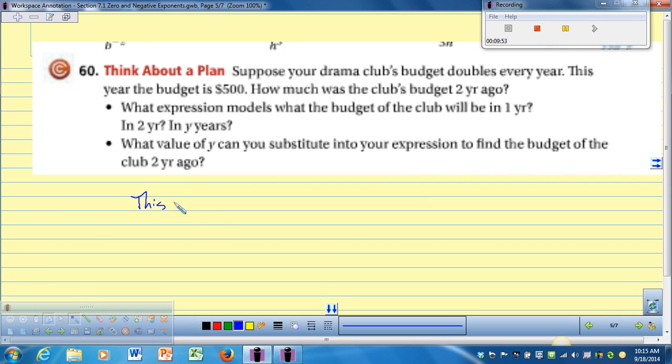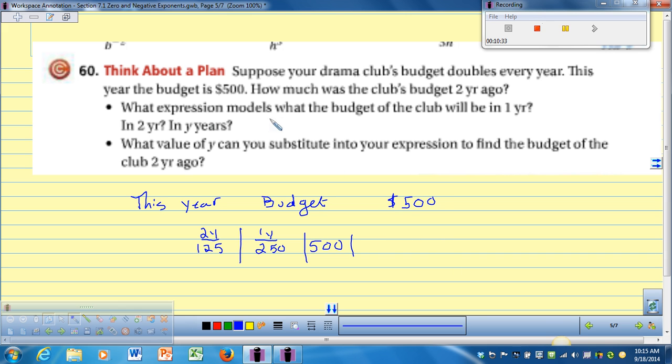So this year, think about a plan, write yourself notes, the budget was $500. So what was it last year if it doubles every year? 1 year ago, it would be 250. And then 2 years ago, it would be what? 125. Good. Setting up a table like this just makes it easy to follow your work.